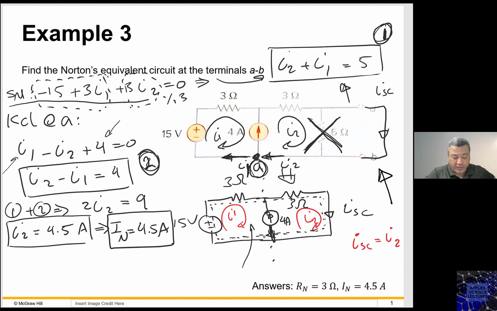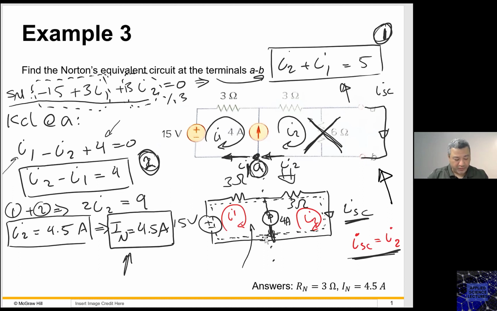I got rid of I1, then I found I2, which is the same as the short circuit. We said I2 is the short circuit, and this is the I Norton, which we found to be 4.5 ampere. So right now I found the current for the Norton, which is the current for the short circuit. Now the next step would be to find our Thevenin.